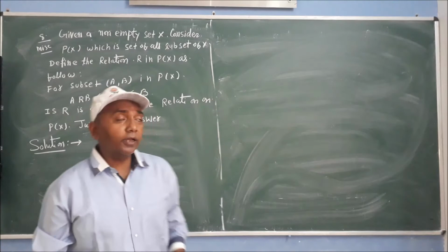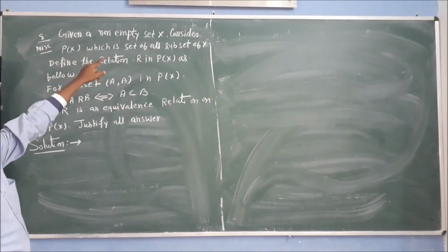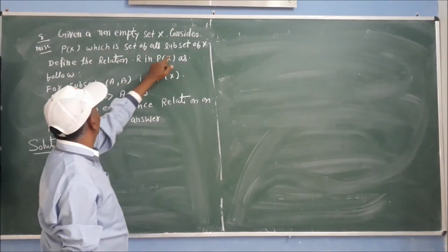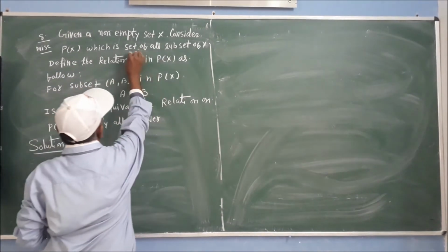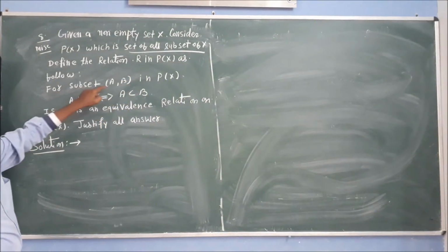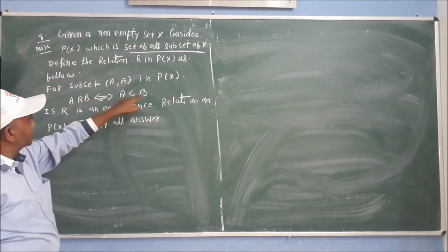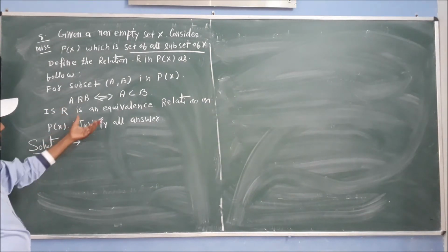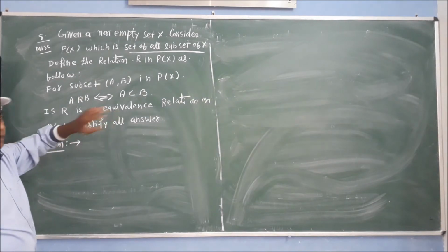See, here is a question from a miscellaneous example. Given a non-empty set X, consider Px, which is the set of all subsets of X. That means it is the power set. Define the relation R in Px: for subsets A, B in Px, A R B implies A is a subset of B. Then we have to prove whether this R is an equivalence relation or not. Justify your answer. For an equivalence relation, we have to check three properties.